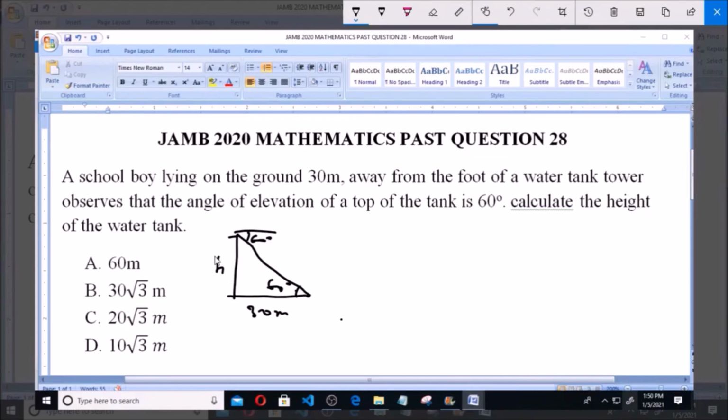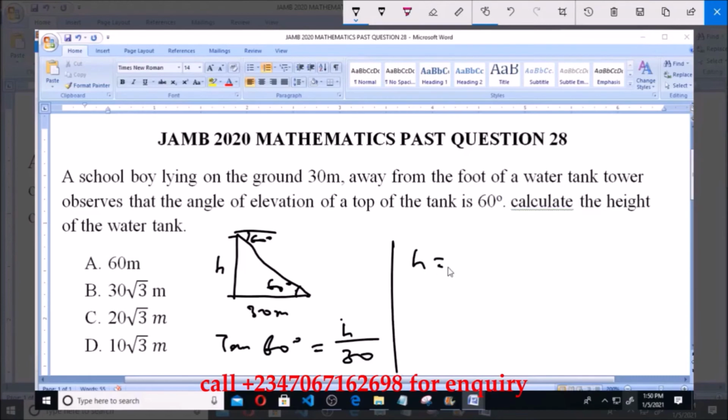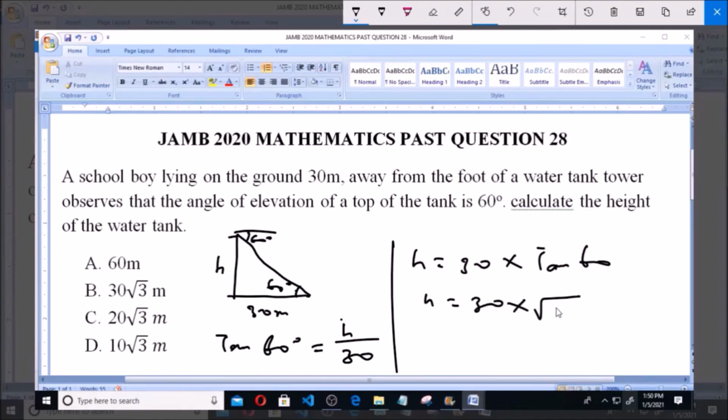It simply means that here too is 60 degrees. Now using tan, we can simply find h, because tan 60 degrees is equal to h all over 30, and therefore h will be equal to 30 multiplied by tan 60. So h is equal to 30 multiplied by root 3, tan 60 in short form is root 3, and this is equal to 30 root 3 meters. So the answer to this question is option B, 30 root 3 meters.